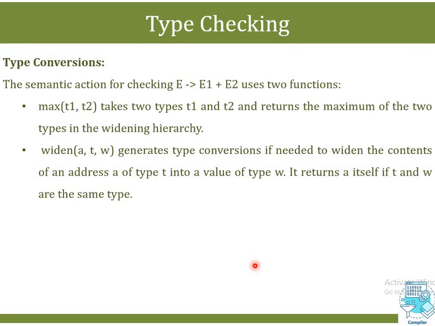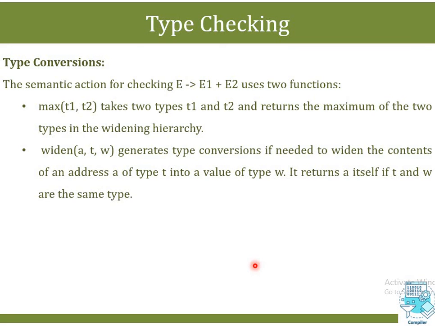For implementing that, we need two functions. One is the max function, another is the widen function. The max function takes two types as input and returns the maximum of the two types. When I pass integer and float as arguments, max of int comma float, I will get the result as float, because float's memory consumption is greater than integer's memory consumption. So that is what max is.